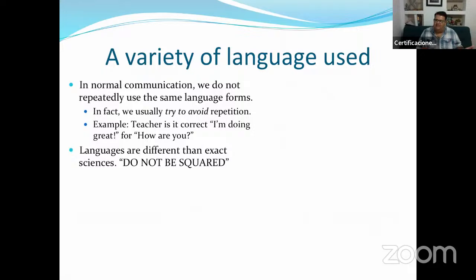Salem, continue reading. Languages are different than exact science. Don't be a square. Square-minded. Exactly. That's why it's very difficult to teach engineers. Engineers want the formula, the structure. And why this? And why that? We saw it with the multiple intelligences, right? Languages are different. You need to use a variety of language because everyone is different. My mom was from Chihuahua, my father was from Mexico City. They use very different accents, vocabulary, and words.